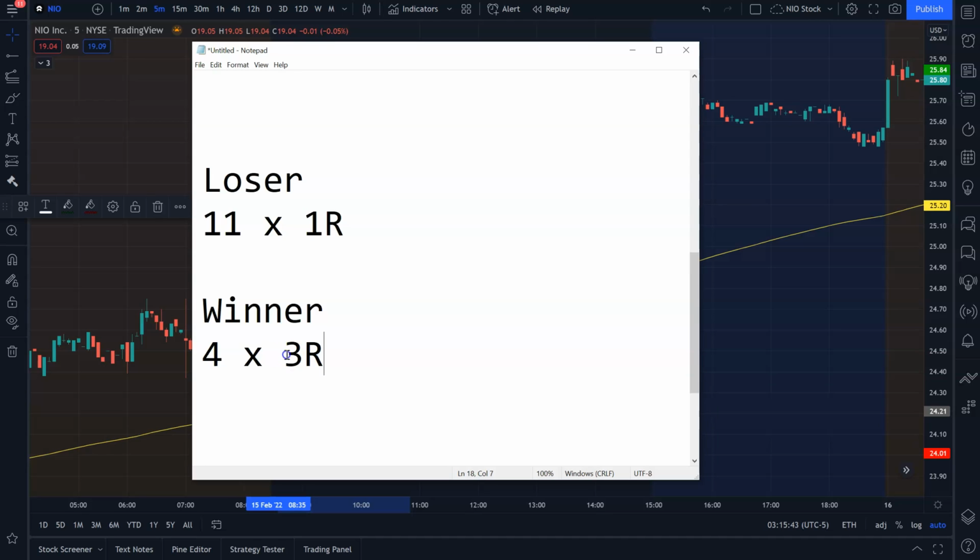The key is to make sure that when you get a winner, you ride that winner for at least your profit target. Because if this person closed these just a little early, let's say they close them at 2.5R, well, now they're up 10R, but they're down 11R up here, and they're a losing trader just because they're closing trades early. So don't let fear shake you out of trades unless the chart itself gives you a reason to close a trade.